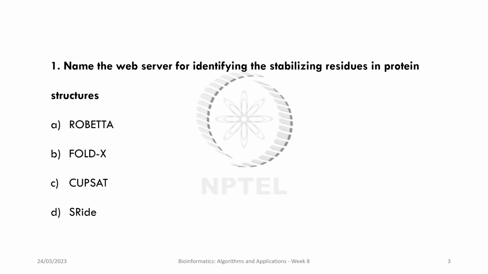Let's start with the first question. Name the web server for identifying the stabilizing residues in protein structures. Option A, Roberta. Option B, FoldX. C, CUPSAT. And D, SRIDE.